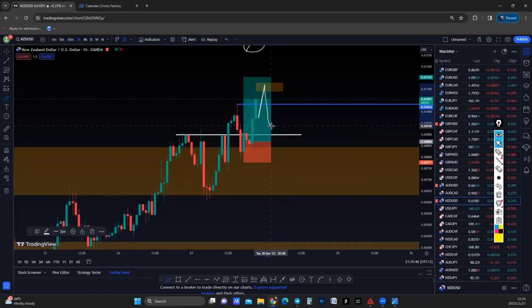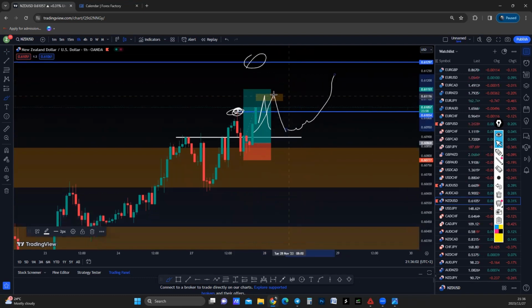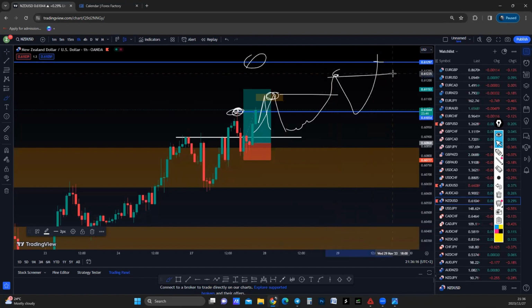So once it breaks here, it takes out the buy side liquidity. Market will start dropping. And then big boys are going to come back again here and start buying. And once they break this previous high again, the market is going to drop. And then it breaks above, takes out the buy side liquidity, and then it drops again.